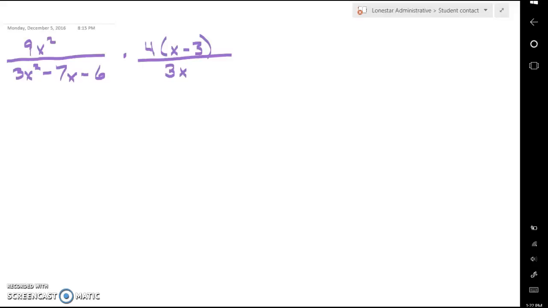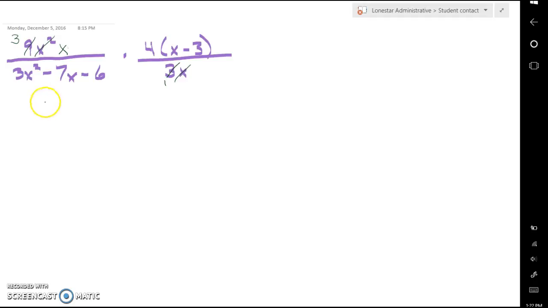This is a multiplication problem. As always, we first search for common factors. Right now we see that the 9 and the 3 both have a 3 in them, and x squared and x can reduce as well. So 3 goes into 3 one time, 3 goes into 9 3 times. The x cancels and it becomes x instead of x squared.